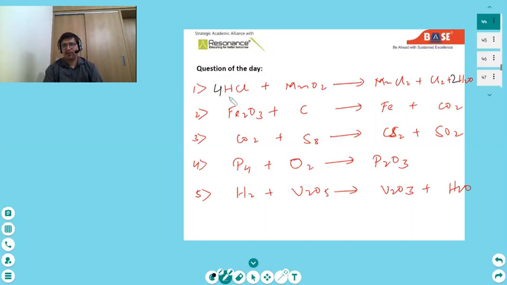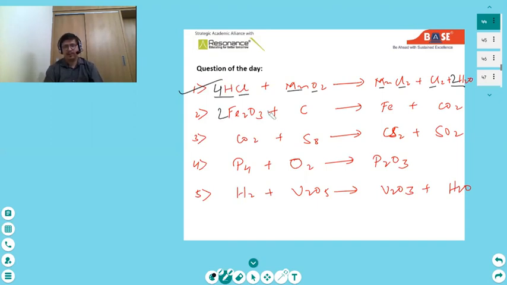So 4 hydrogen, here 4 chlorine, and here 2 plus 2, 4 chlorine, 1 manganese, 2 oxygen, 2 oxygen. This is absolutely balanced. Good. Move to the second. You don't do like this, that make it 8 and all. You have to have the lowest whole number during balancing, as much as possible. Least numbers you have to keep.